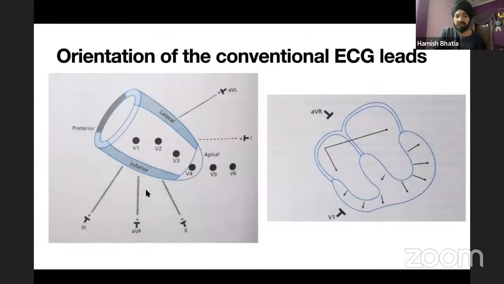So 2, 3 and AVF form the inferior leads. In the earlier slides, when we saw the axis orientations of the limb leads, we saw that lead 2 was going down and left, so towards this direction. Lead 3 was going down and right, so towards this direction. AVF, because it is placed on the left lower limb, is down. That is why they form the inferior leads.